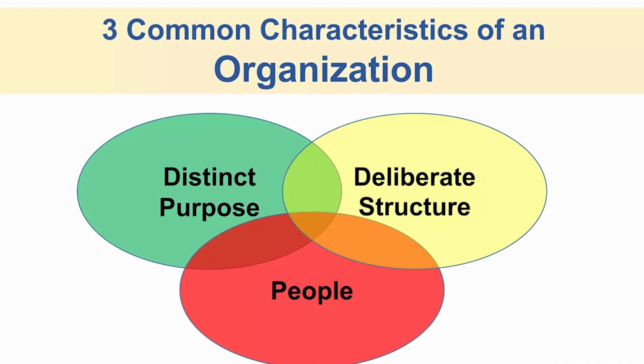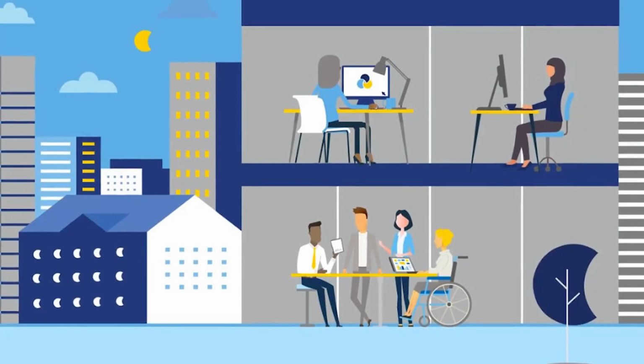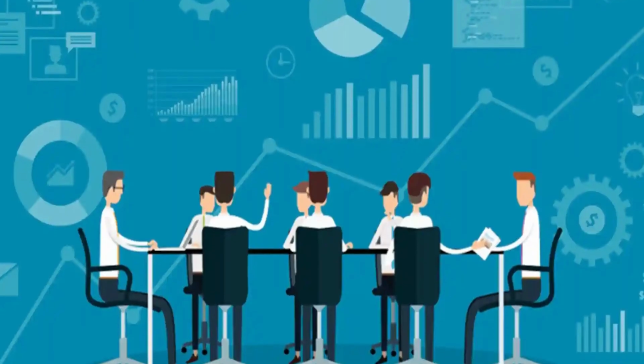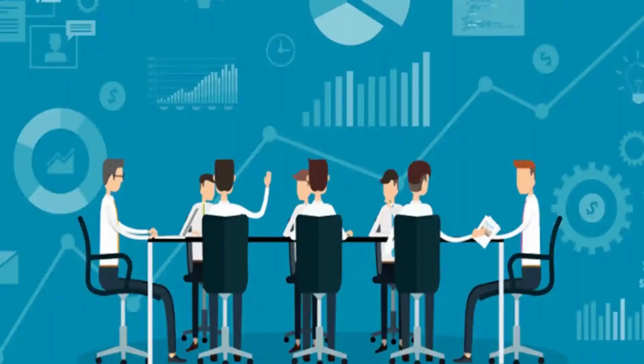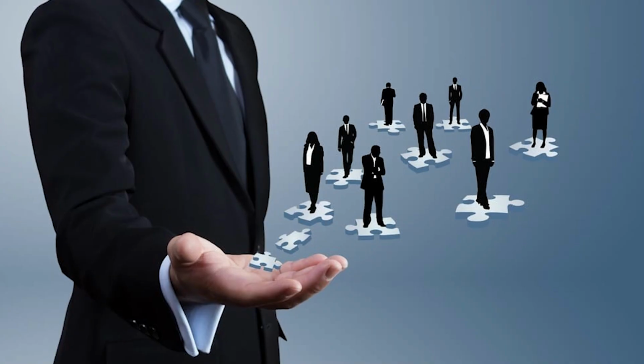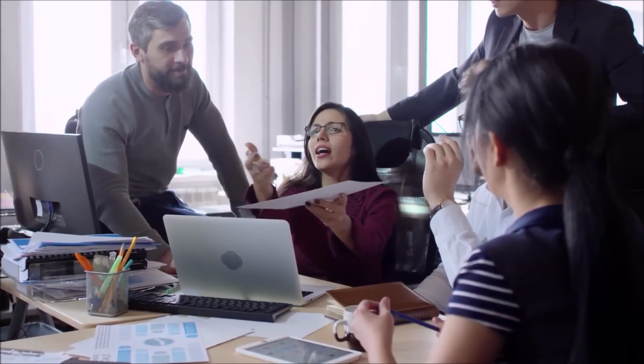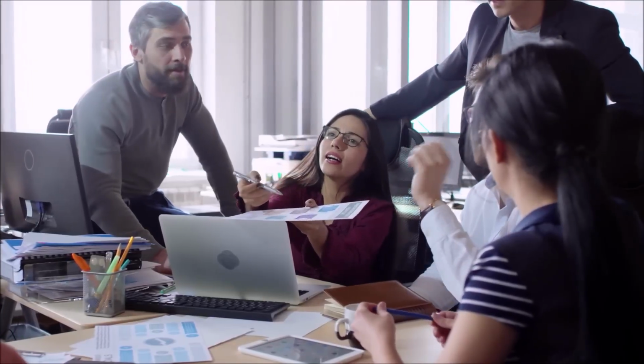The first one is distinct purpose. It includes a clear goal or set of objectives the entity aims to achieve. The second characteristic is deliberate structure. It is a defined framework that clarifies the roles and relationships among members. The third characteristic is people. It includes human capital, essential for working together to reach those objectives.